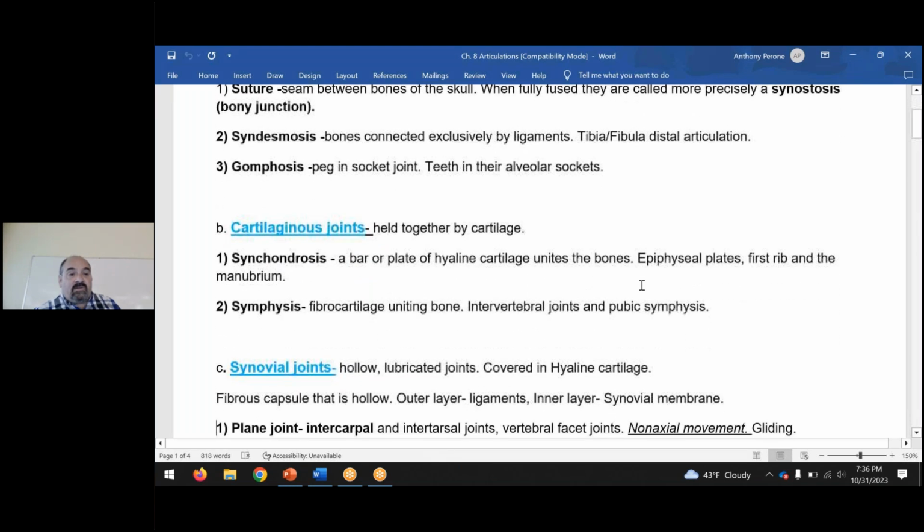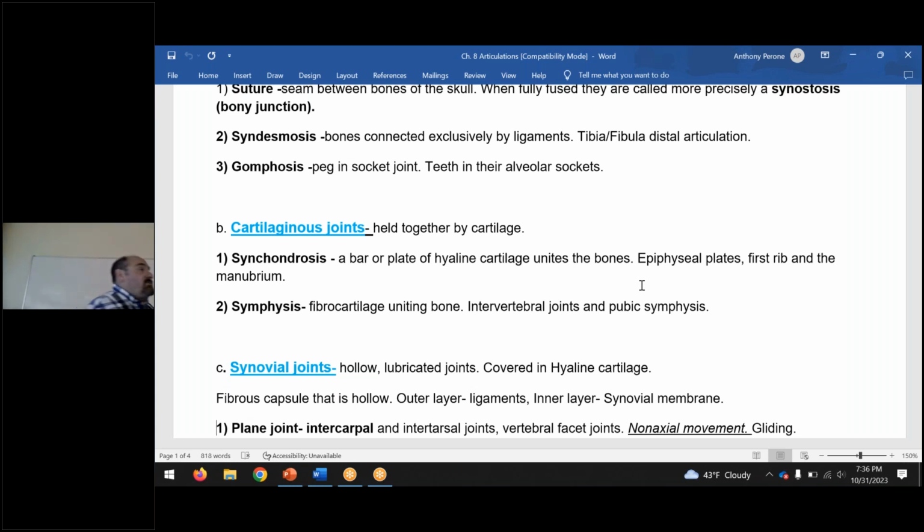They're held together by cartilage. So we're thinking synchondrosis and symphysis. So you know what the pubic symphysis is, right? Fibrocartilage, is it not? Right, at that pubic symphysis. Synchondrosis. Now you have a couple examples here. A bar or plate of hyaline cartilage unites the bone. Hyaline cartilage. So an epiphyseal plate, which is known as the growth plate, that is a synchondrosis. The first rib to the manubrium, synchondrosis, right?